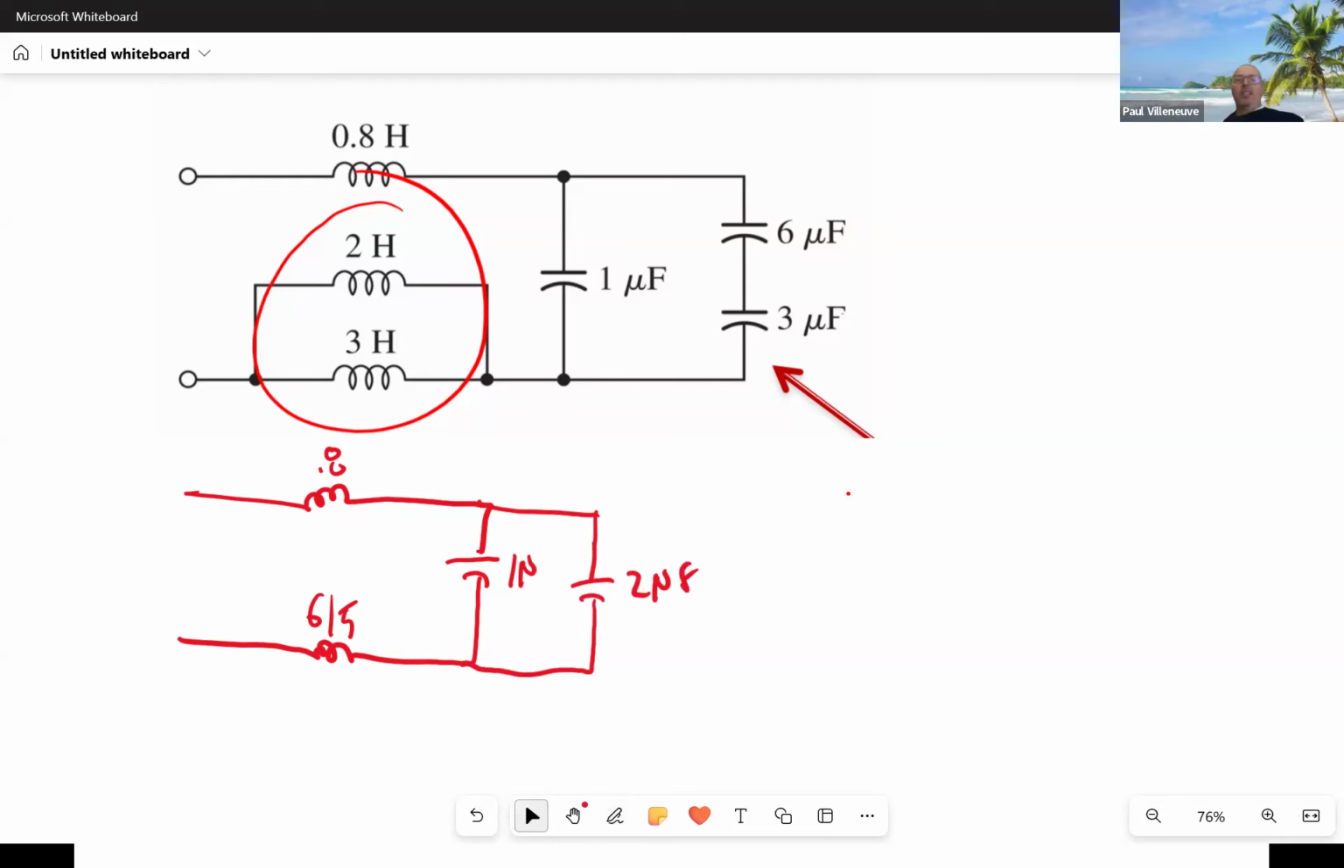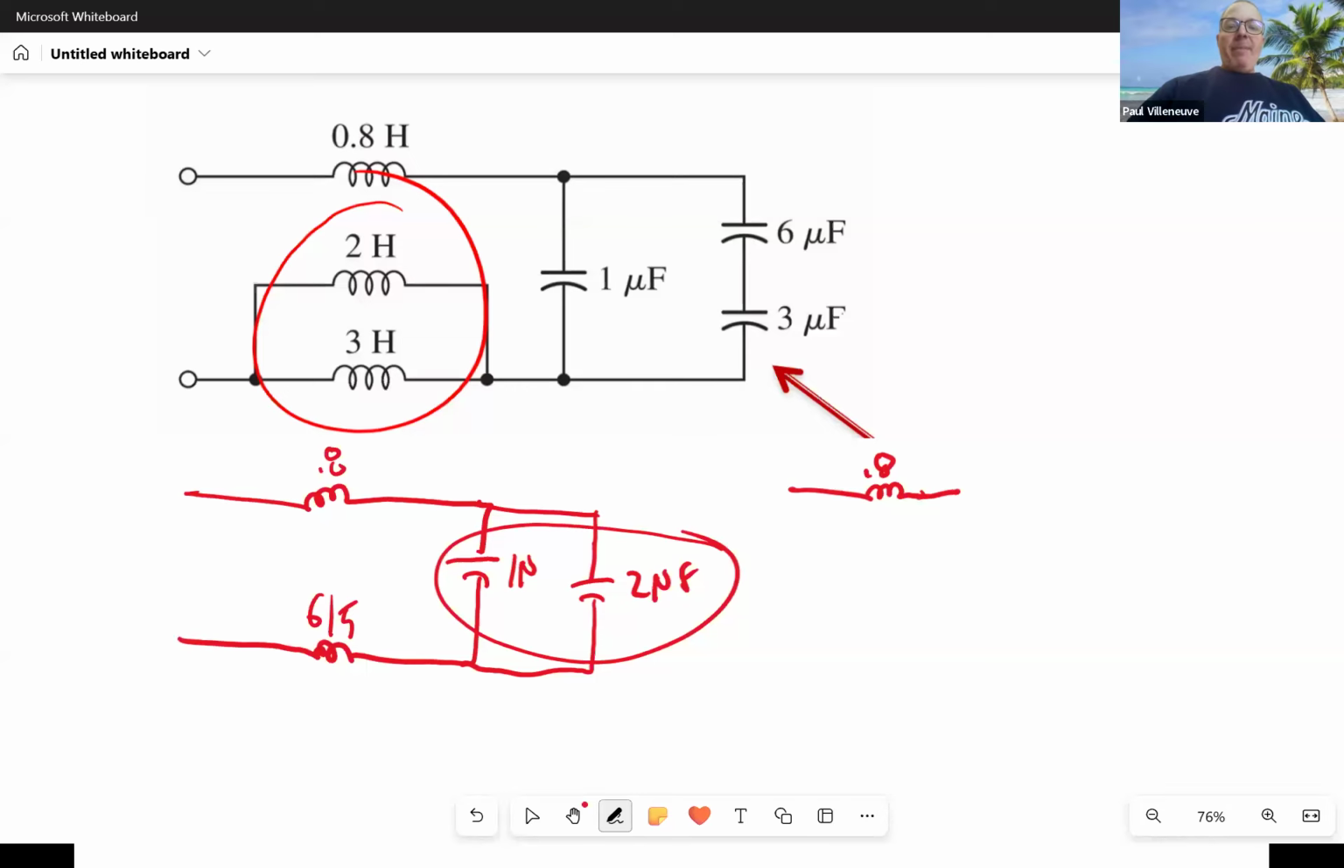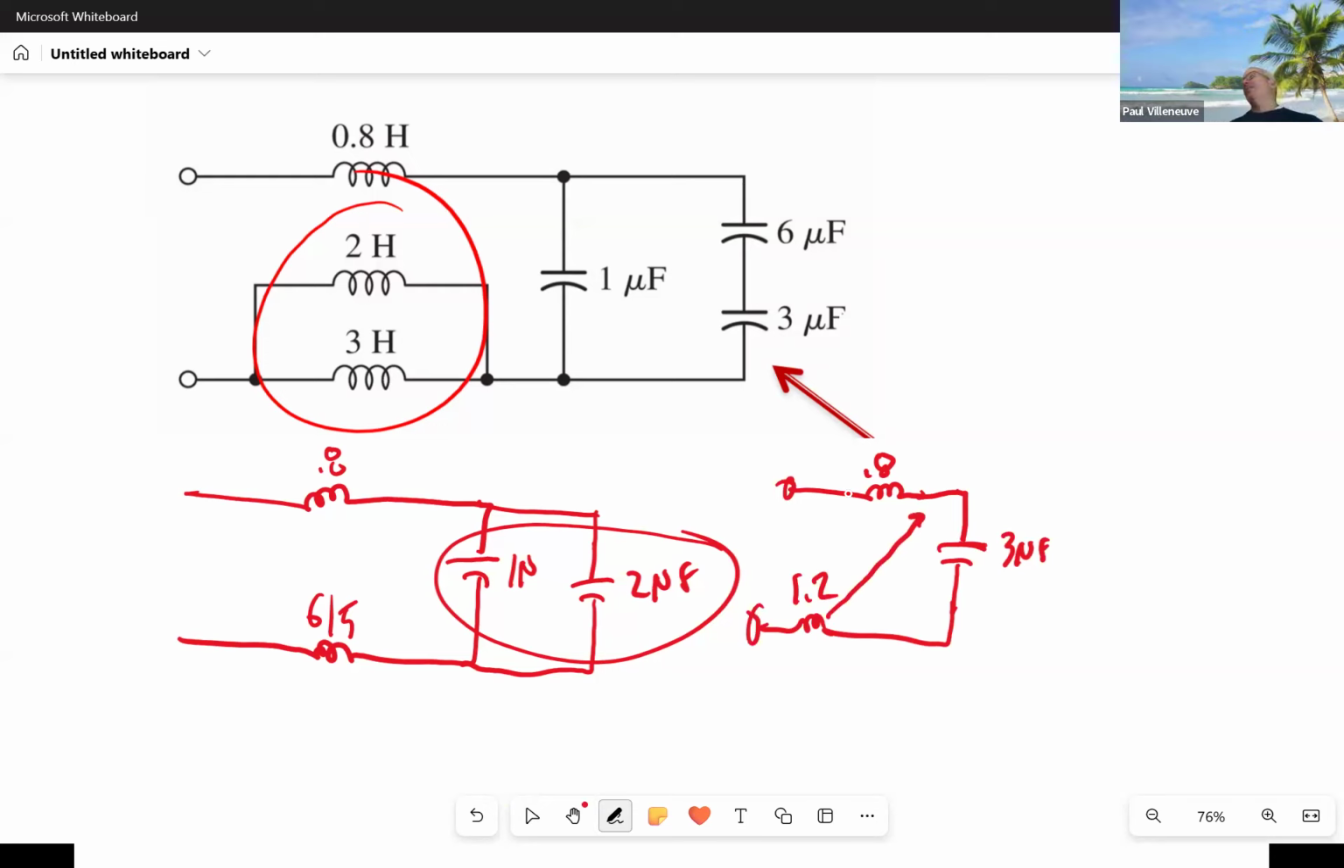That's my first combination. Now, I'm going to combine these two, which are in parallel with each other. And capacitors in parallel add just like resistors in series. So that's going to be equal to 3 microfarad, and this is 1.2. And since the capacitor and the inductors can't be added together, I'm going to go ahead and move those around. All I'm looking for is equivalency over here. I'm not saying what's happening inside the circuit is exactly the same, but I'm going to move them around so that I can add them together.